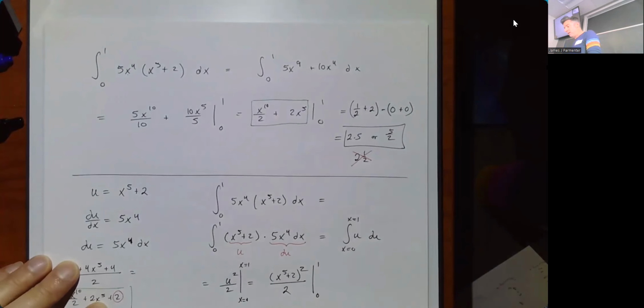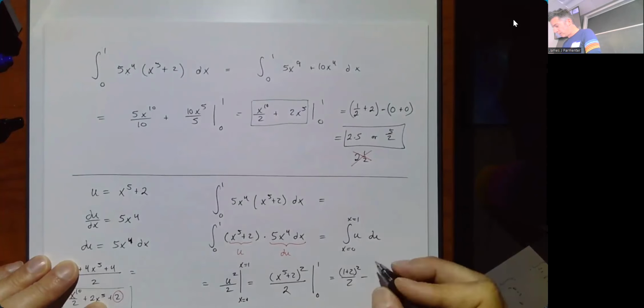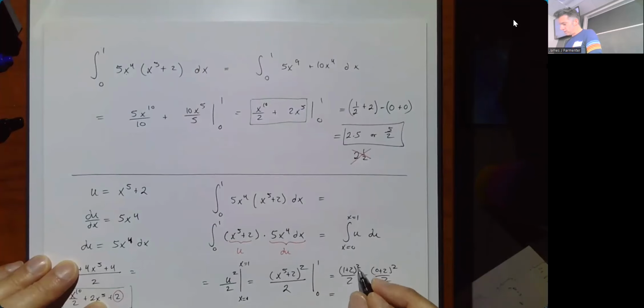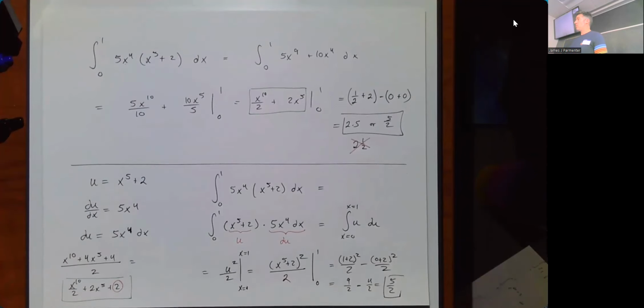If you plug in the 1, you end up getting (1 plus 2) squared over 2, minus, if you plug in the 0, you get (0 plus 2) squared over 2. That ends up being 3 squared, so 9 halves, minus 2 squared, which is 4 halves, which ends up being 5 halves. So you get the same result either way you do it. Now, here's the point. Sometimes you can't do an integral like this without doing a u substitution.